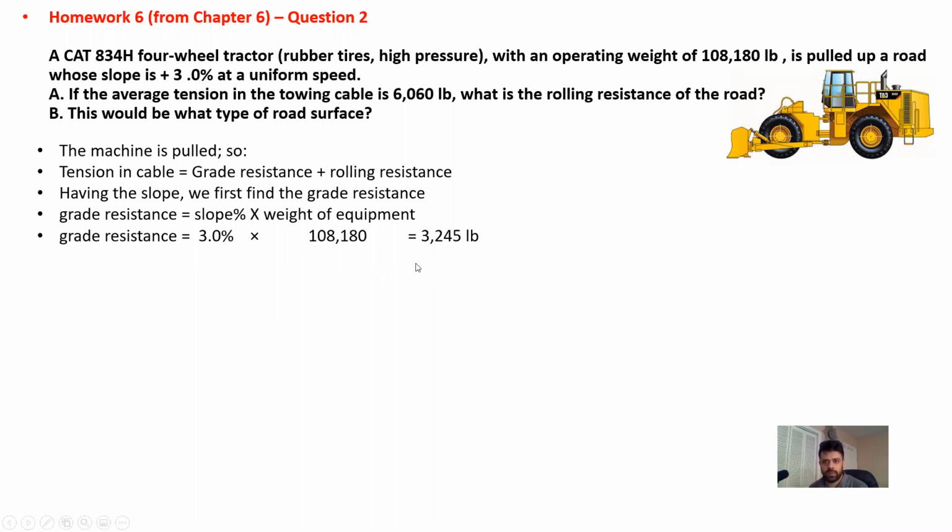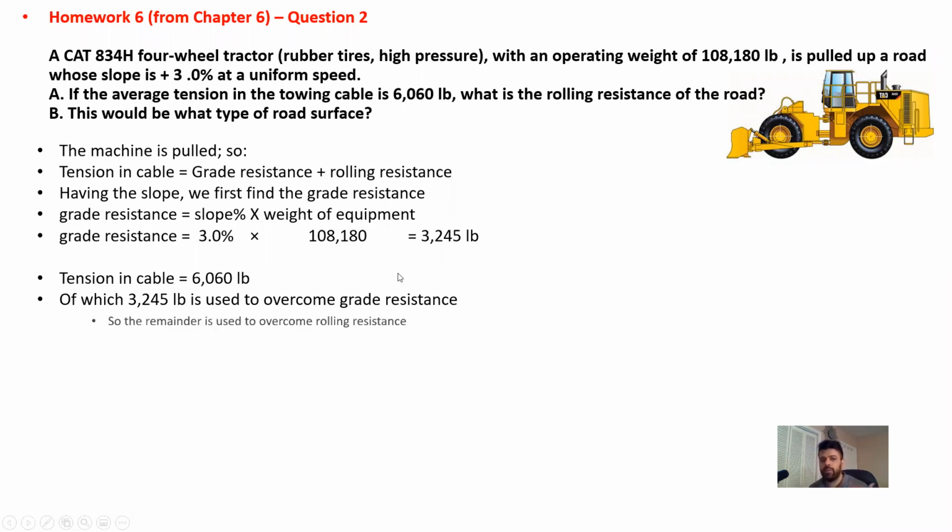Okay. So far so good. We have the grade resistance and we have the total. So tension in the cable, again, what is the total resistance? This much goes to grade resistance. Of the total, this portion is for grade resistance. Therefore, the remainder is for rolling resistance, okay?